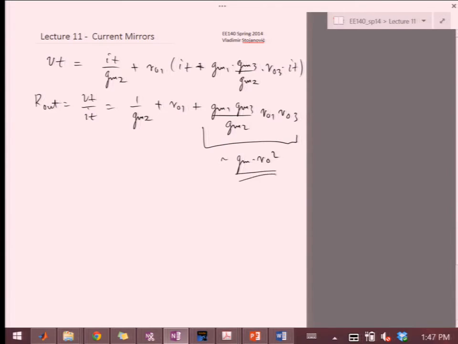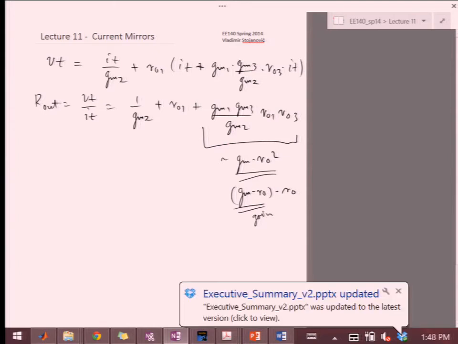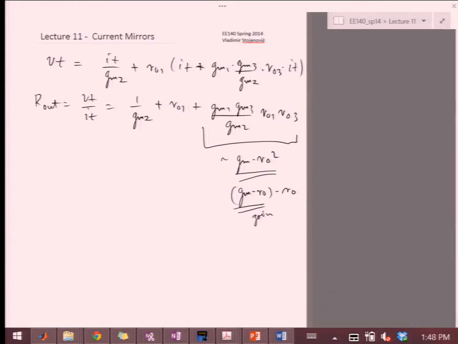So this is the big deal, right? Now I've taken R naught from the simple structure that we've done previously, and with this negative feedback in Wilson, I've multiplied it by the intrinsic gain of the transistor, right? So this is the gain. So just because of this feedback, now I have a bigger output impedance.